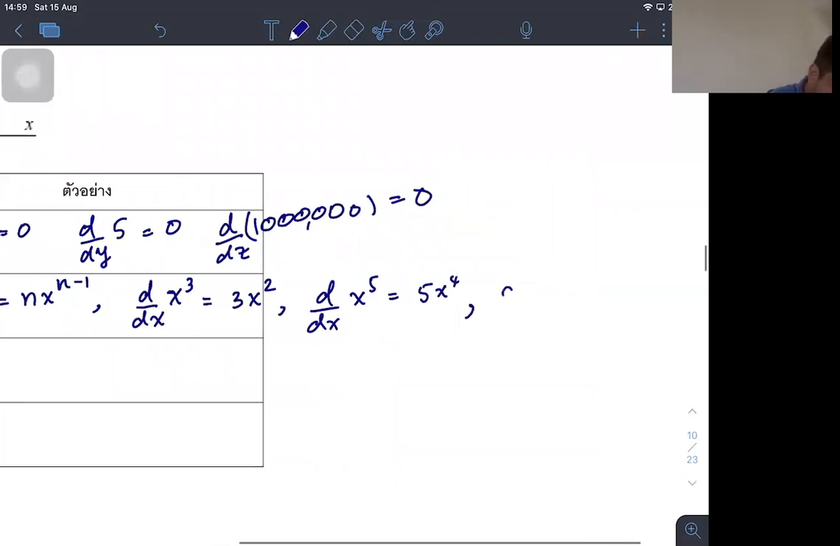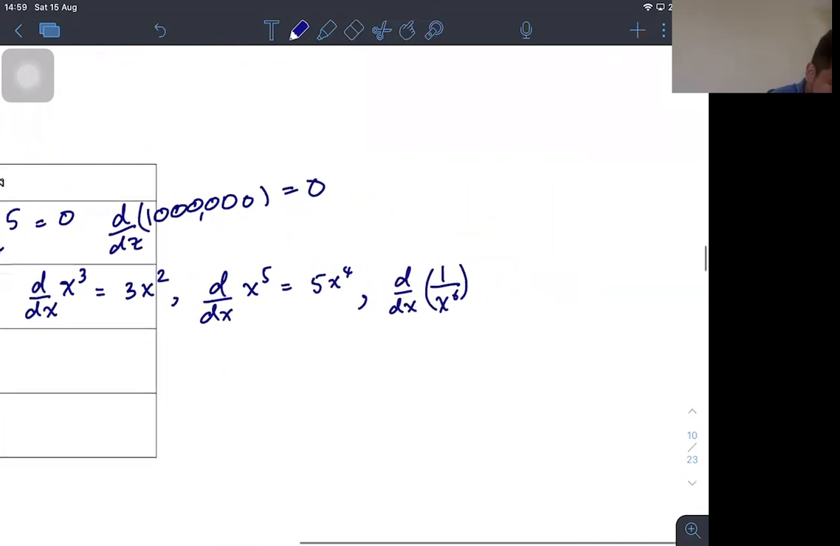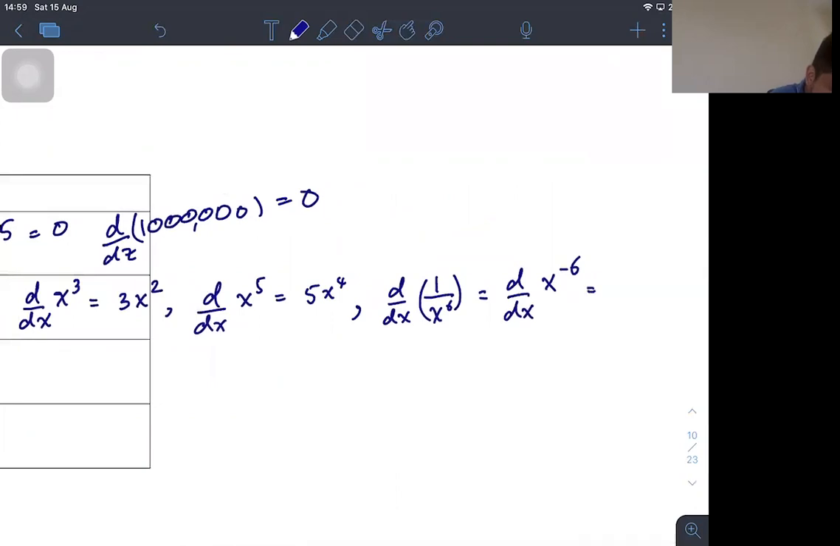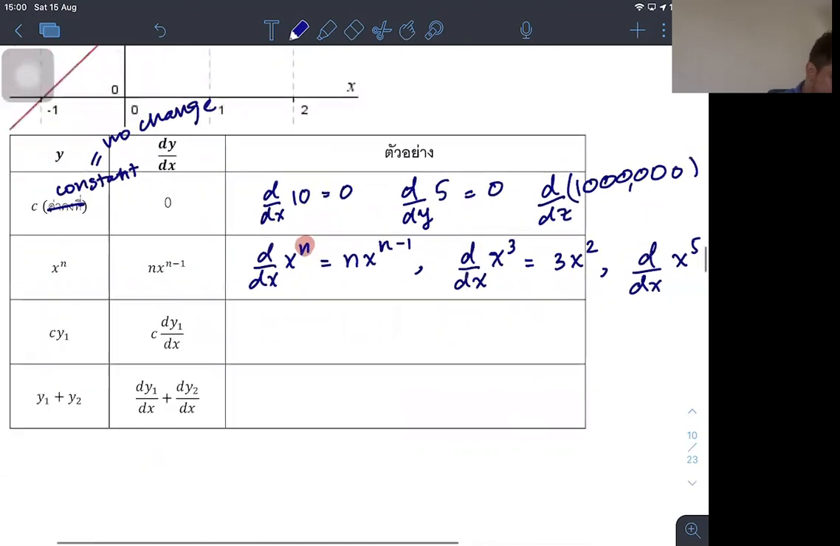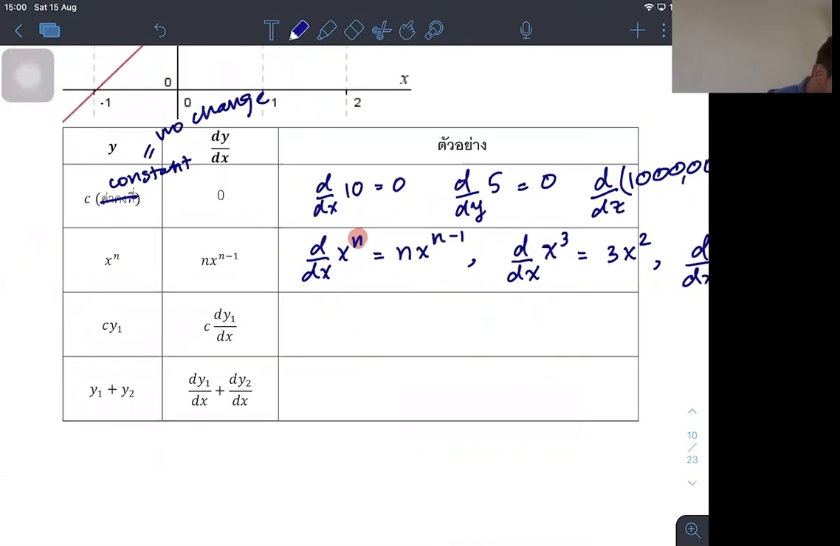And if you try to diff something like 1 over x to the 6, what you can do is write 1 over x to the 6 as x to the minus 6. When you diff this, the minus 6 will come over here, and then what is left for your x term is x to the minus 7, which is minus 6 over x to the 7, okay?